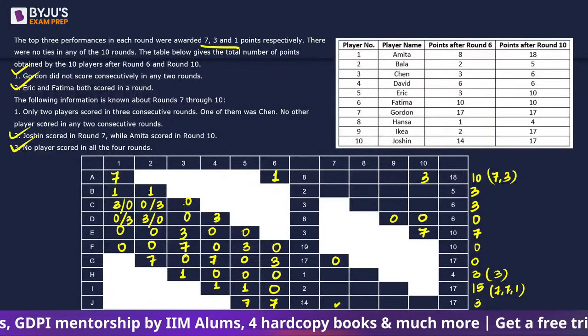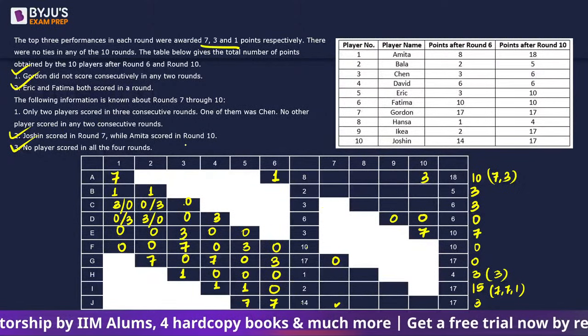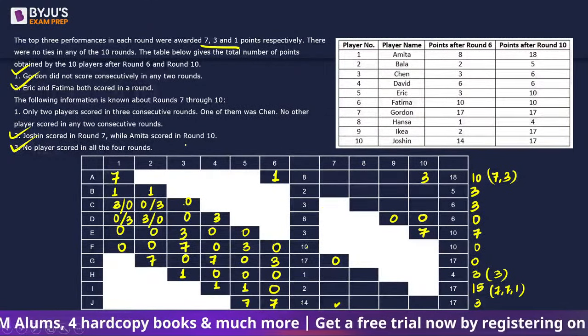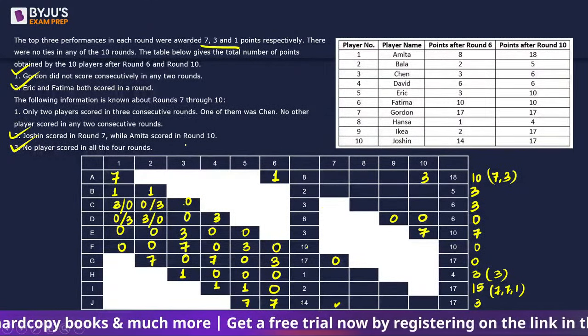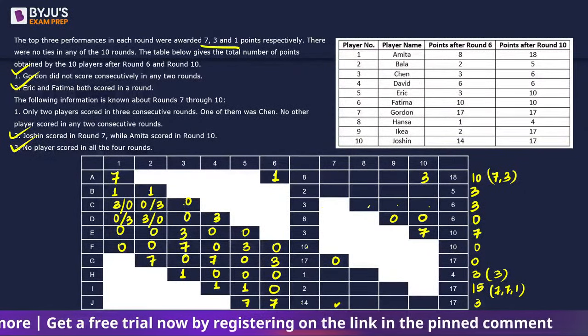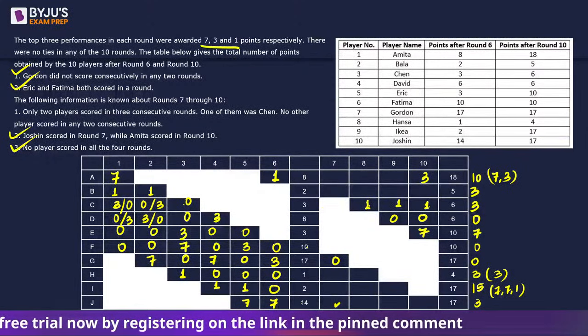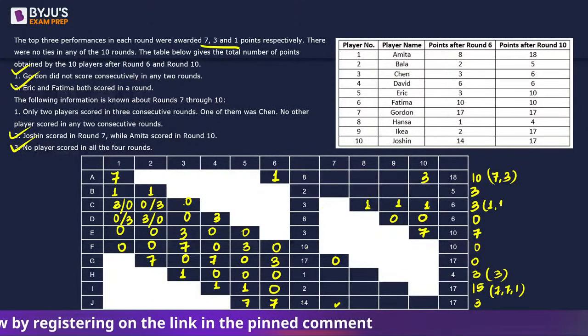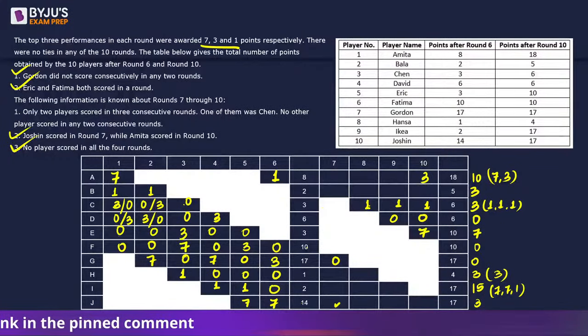Okay. First statement, only 2 players scored in 3 consecutive rounds. One of them was Chen. So if I need Chen to score 3 points overall in 3 consecutive, the only combination we can have is 1-1-1. So ये 1-1-1 हो जाता है. Now the moment we have 1-1-1 and if we look at round number 10, 1-3-7, all 3 numbers are visible. That means the others will have a 0 there.